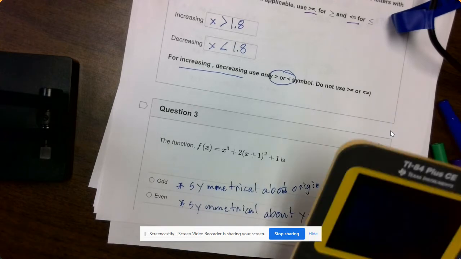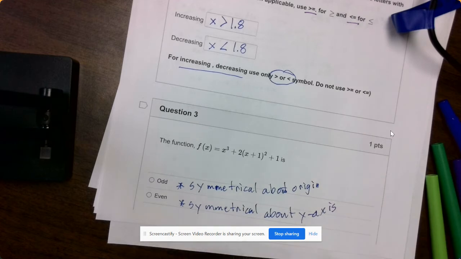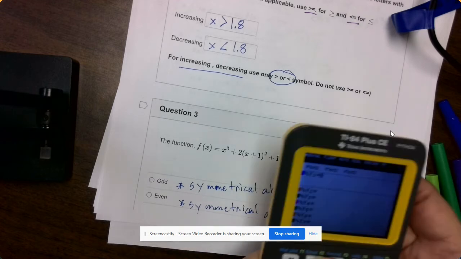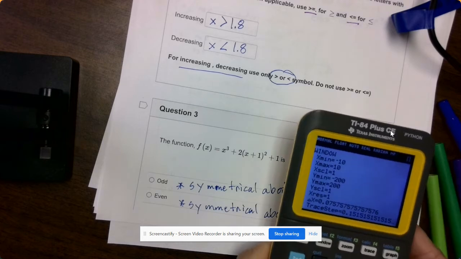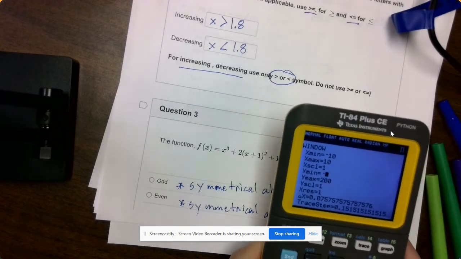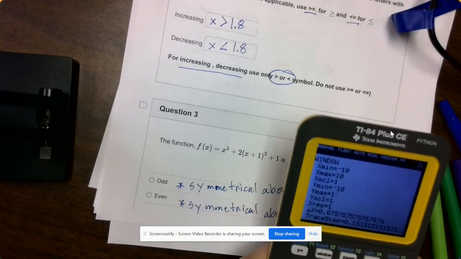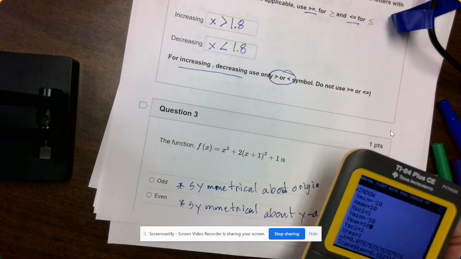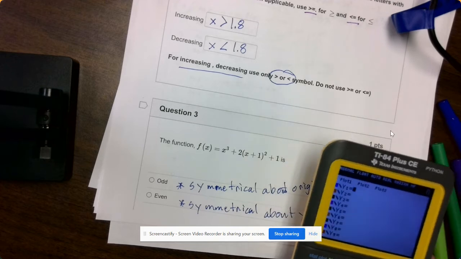Okay, so we're going to graph it, everybody, in the calculator. See, we use our graphing tool. I'm going to go back and change the window, everybody, back to our default of -10 and 10 for our y-axis.